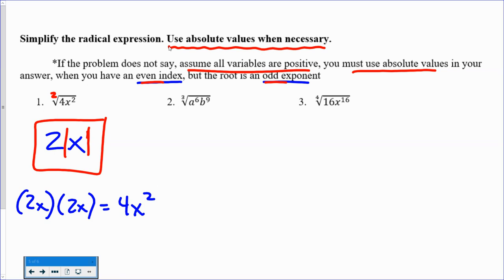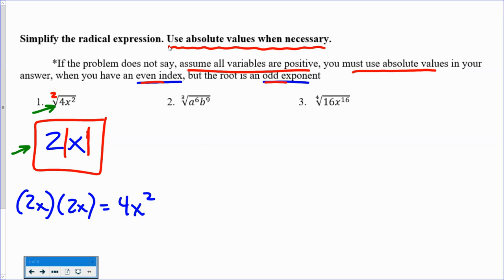Why would we care? If you only plugged in positive numbers, it wouldn't matter. So that's what the assume all variables are positive means. If you used a negative number, because when I'm simplifying this, any number I plug in to the square root of 4x squared has to give me the same value as 2x. If I don't use absolute values, it would only be true for half of the numbers you're going to plug in, because the other half of our numbers are negative.